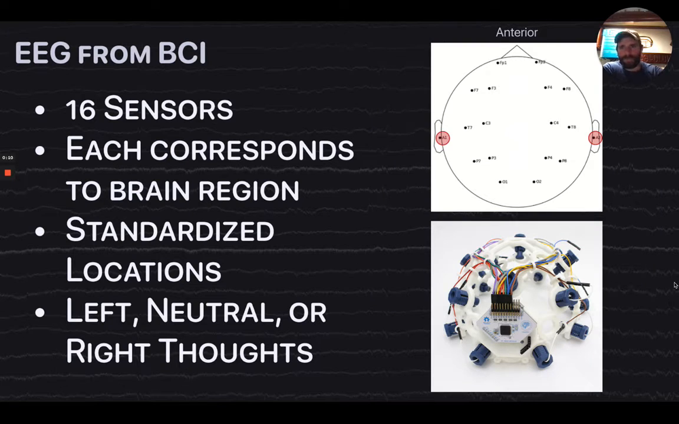So an EEG, or electroencephalogram, is a device that's able to capture the electrical signals from the brain and produce them in a manner that we can use to analyze. The device that was used in this case had 16 sensors. You can see it in the lower right-hand corner, and those were placed on the head similar to the upper right-hand corner.